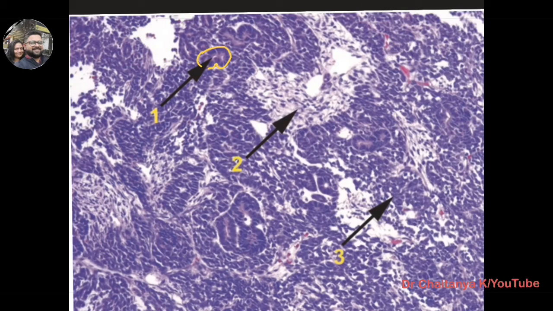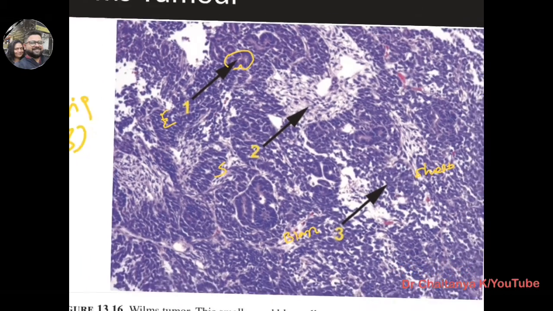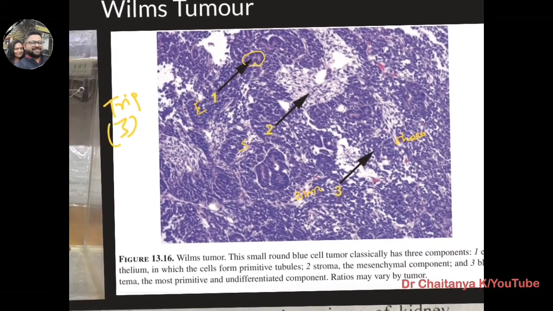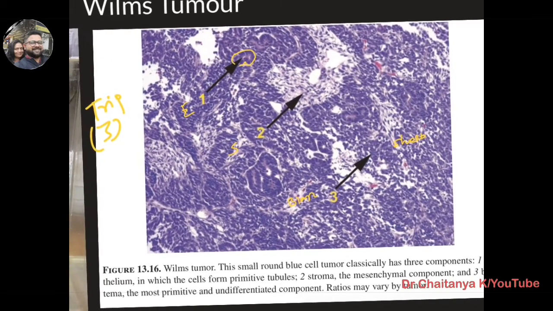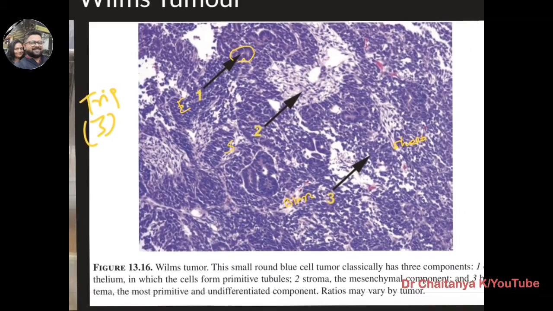So cells are arranged in a glandular pattern. Another one is a hypocellular area, which is called the stromal area. This is called the epithelial area. And the third one, which is again blue but in sheets, the blue cells again in sheets. These are called the blast area. So blast, stroma and the epithelium together form the triphasic Wilms tumor. If you see this triphasic tumor under the microscope at undergraduate level, it is a Wilms tumor.